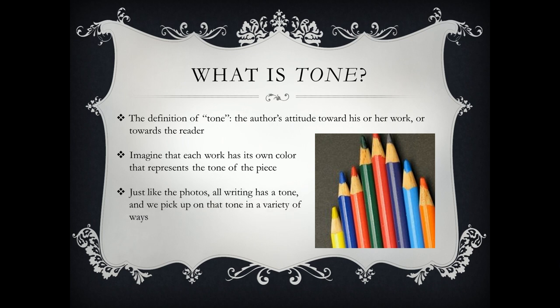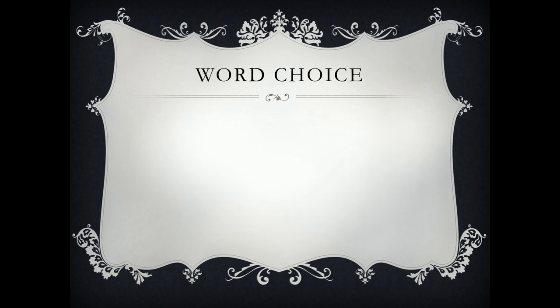The next part is just talking about writing in general. All writing has a tone. Every single thing that we read, everything we pick up has a tone in it. And as humans, we pick up on that tone in a bunch of different ways. Just like when you were looking at the photos, you pick up on their emotions, their attitude and tone in different ways. We do that too when we're reading. Let's talk about the 3 ways that we do that in our reading and writing.